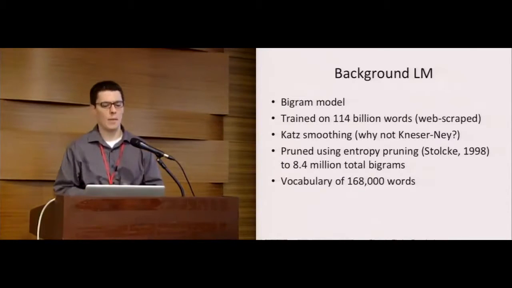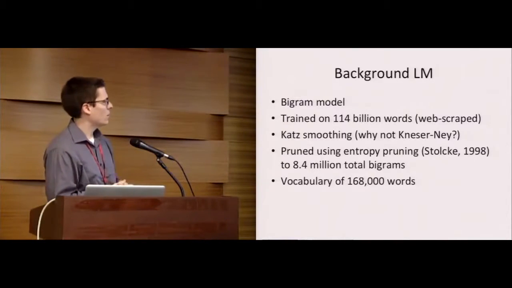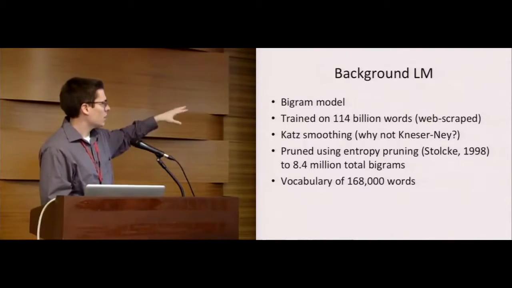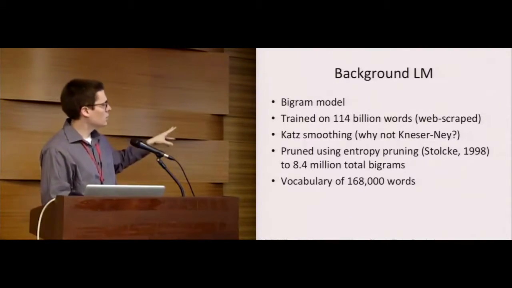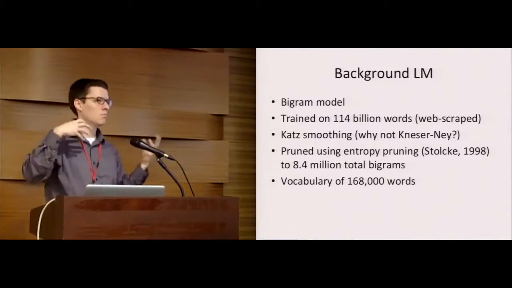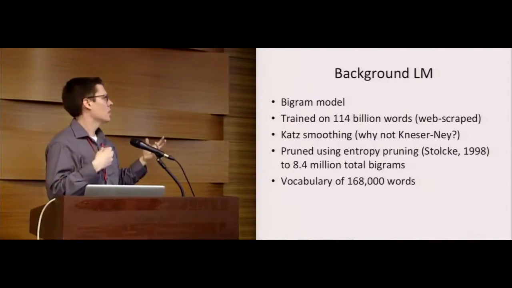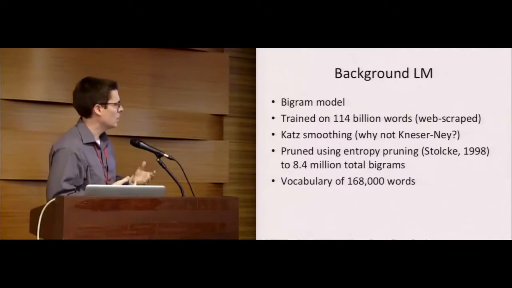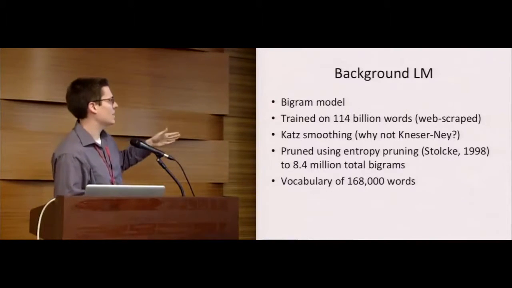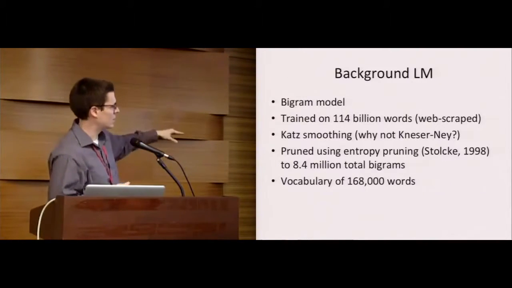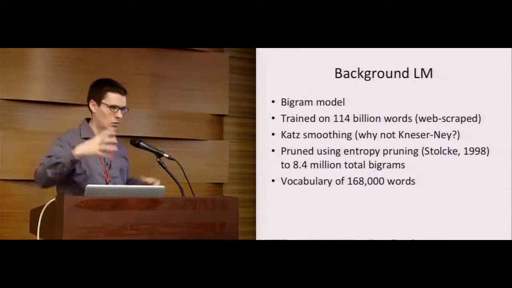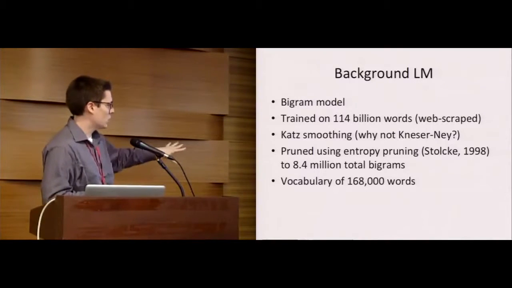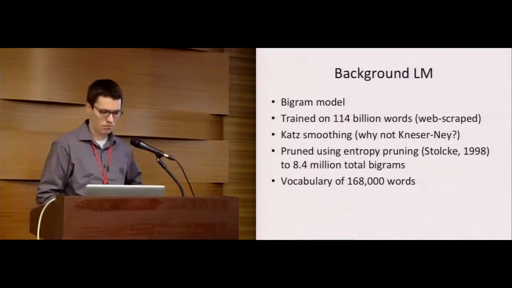So what did we use for our big, giant background model? Well, it's a bigram model, which means it's conditioned on the previous word. It was trained on lots and lots of text from the web. It's smoothed, which in NLP terms means you assign probability to things you've never observed, which turns out to be a good idea. We use a specific type of smoothing called CATS because it's better suited for this next thing, which is pruning. We had to take this model and make it small enough to fit on a phone. And it has a vocabulary of 168,000 words.